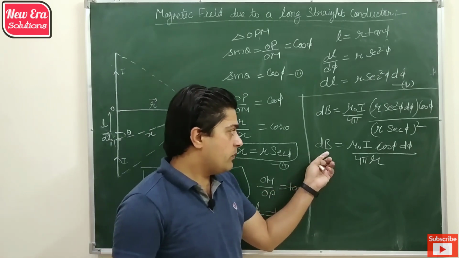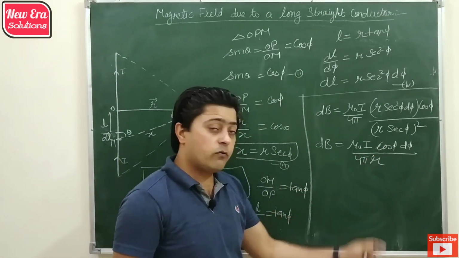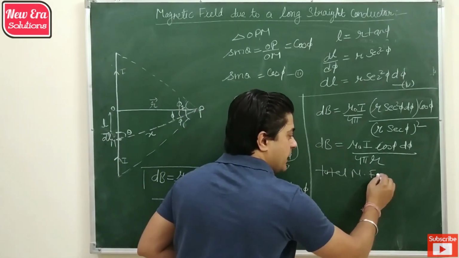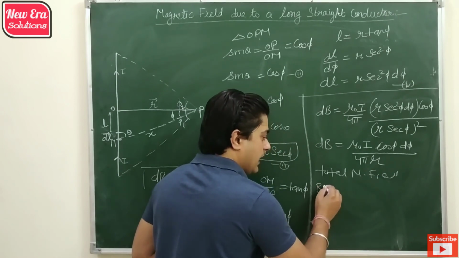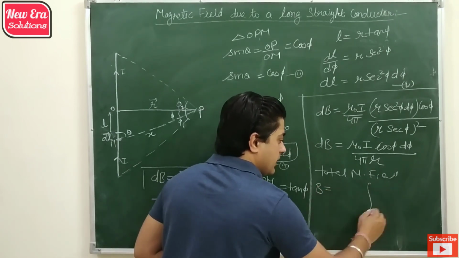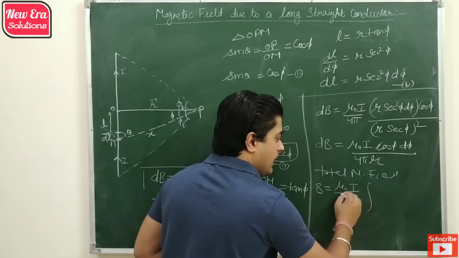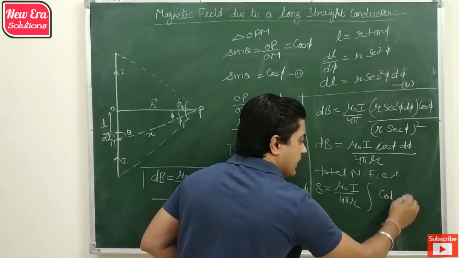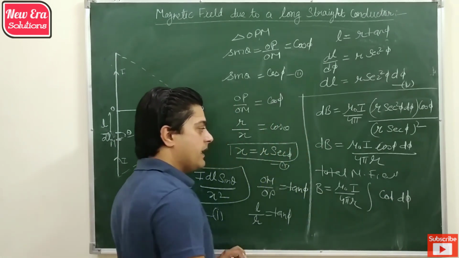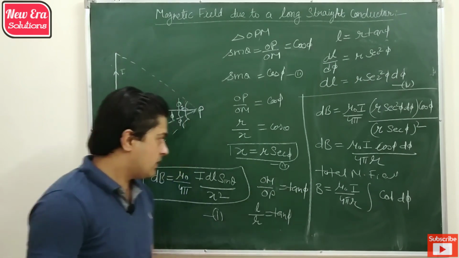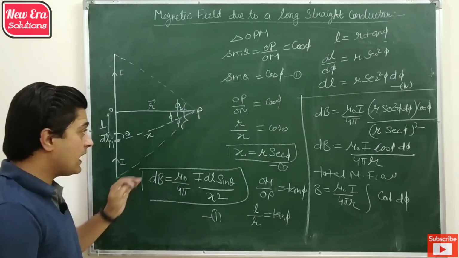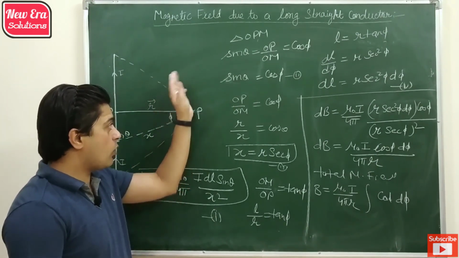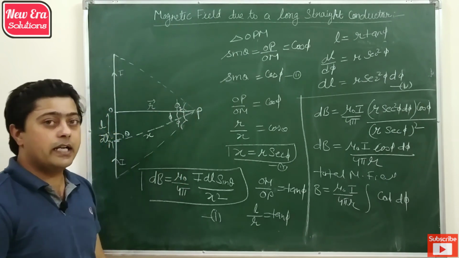So we get dB is equal to mu naught I cos phi d phi upon 4 pi r. So the total magnetic field due to the complete wire can be obtained by the integration, in which mu naught I over 4 pi r is the constant and cos phi d phi is integrated within the limits. So to cover the complete conductor, we have to use both the angles, but one angle is in clockwise direction and another is in anti-clockwise direction.